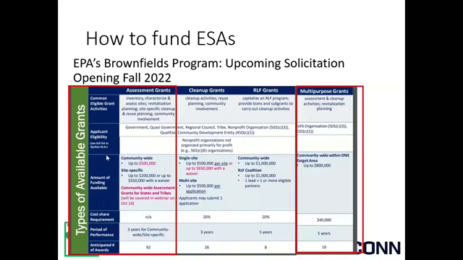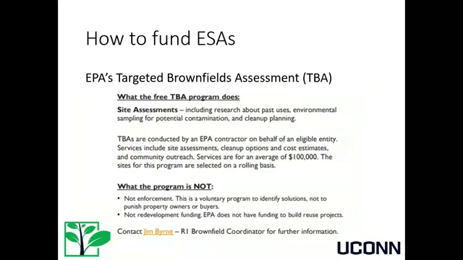In terms of other funding sources for assessments, there is the TBA program, the Targeted Brownfield Assessment Program. That is a program that EPA Region 1 has and essentially provides site assessments for sites. So if, let's say, you don't want to go through the competitive process of putting together a proposal and applying for a grant, you can also reach out to Jim Byrne, the regional Brownfield coordinator from EPA, to request information about the TBA program and how you can do assessments for particular sites. I know that the program has a lot of funds, so it's definitely a good option.